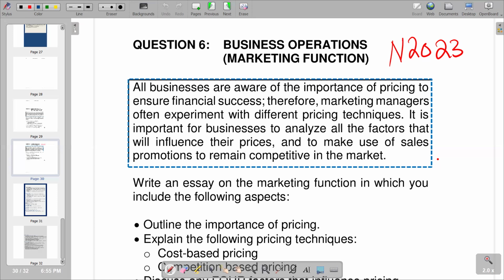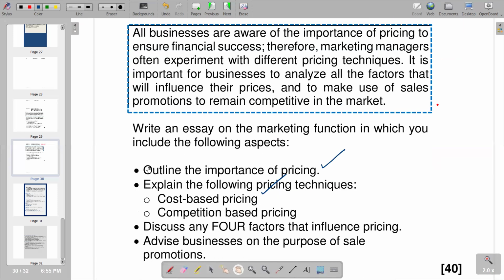Then we are given a written essay on the marketing function in which we include the following aspects. First, outline the importance of pricing. The second part, explain pricing, and also competition-based pricing. Then the next point, discuss any four factors that influence pricing. The last part, advise businesses on the purpose of sales promotions. So this is the issue that we have.